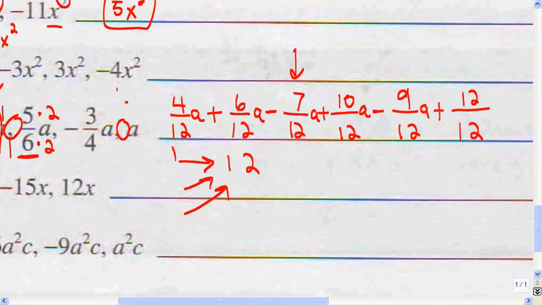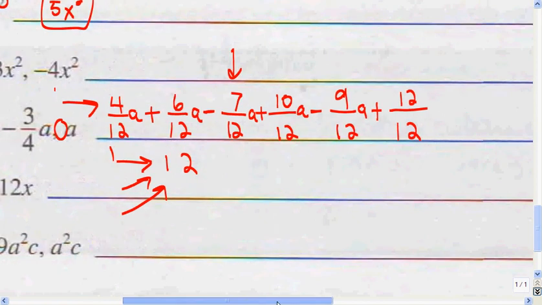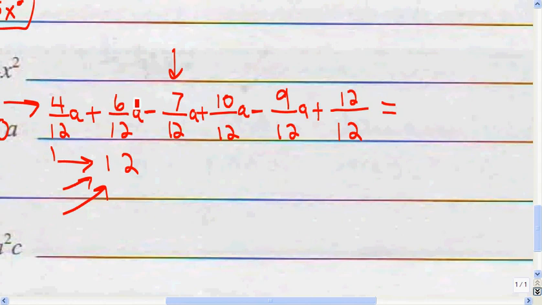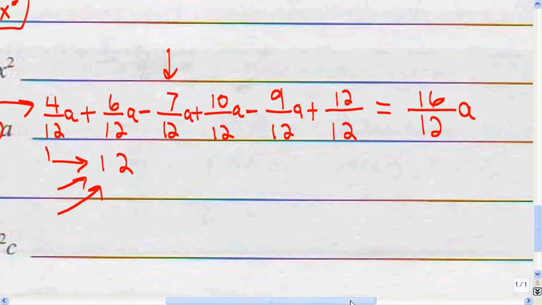Now I'm going to add all my numerators. Okay. And that's going to be my answer. So let's add them. Or not add them, but combine them. 4 plus 6 is 10. 10 minus 7 is 3. 3 plus 10 is 13. 13 minus 9 is 4. And 4 plus 12 is 16. That took me a little too long. All right. Okay, so our answer is 16 over 12a.